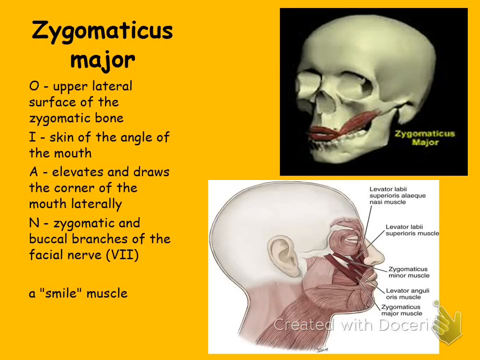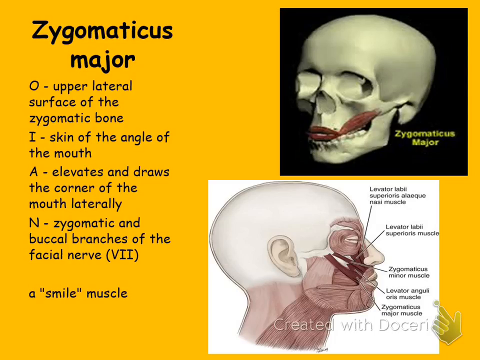Zygomaticus major. Sounds like the zygomatic bone to me, right? So we have the origin on the upper lateral surface of the zygomatic bone. Upper lateral surface. That's on the cheek. And it comes down and inserts on the skin of the angle of the mouth. So it's making a movement from your zygomatic, pulling your cheek upward, pulling the corner of your mouth upward. So your cheek gets thicker, your mouth goes up. This is your smiling muscle. Zygomaticus major, a smiling muscle.